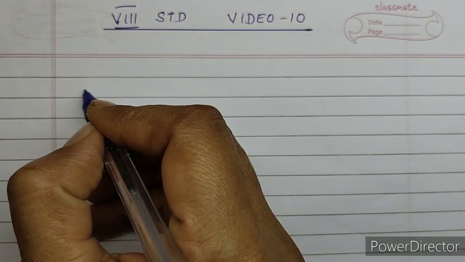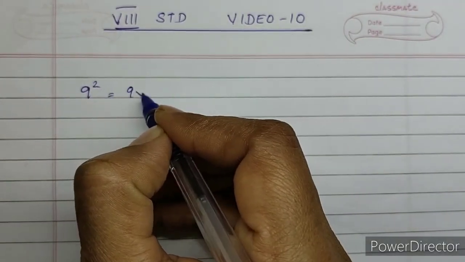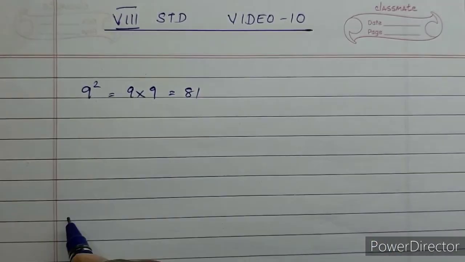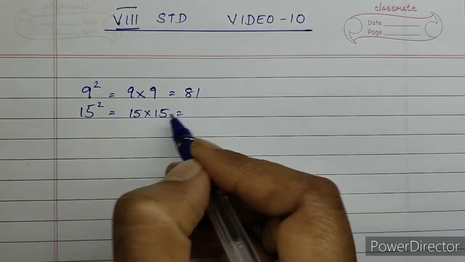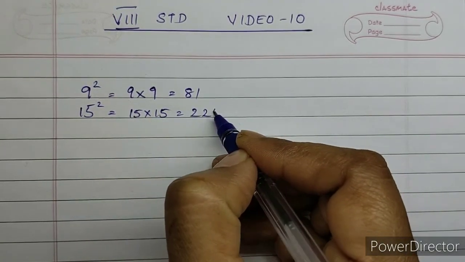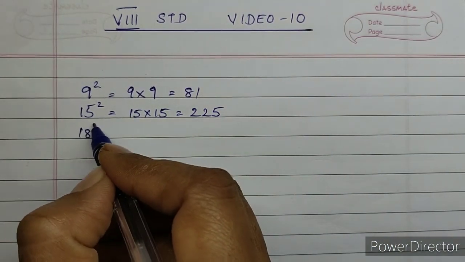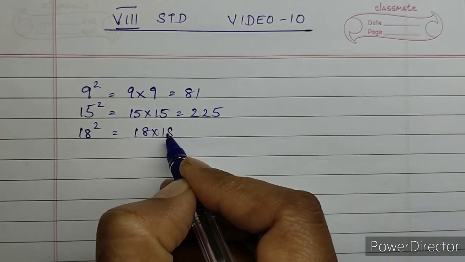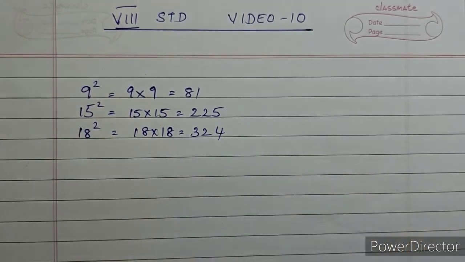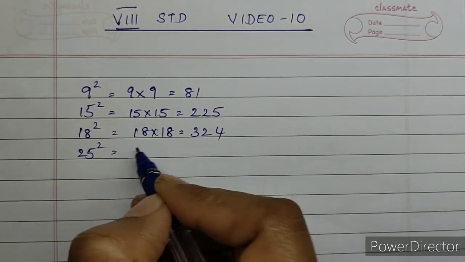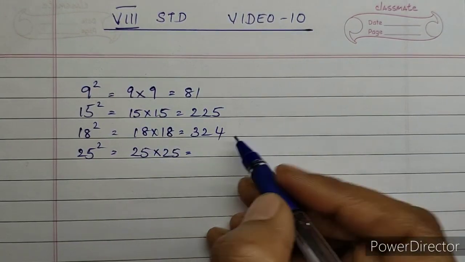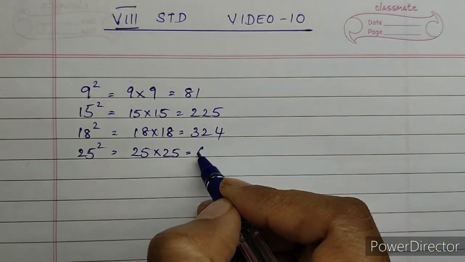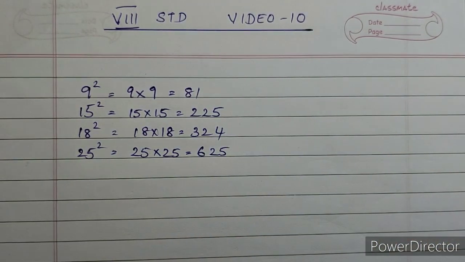For example, 9 square is equal to 9 into 9, that is 81. 15 square is 15, 2 times you have to multiply. You know the multiplication, so the answer is 225. 18 square, 18 into 18, is 324. 25 square, all squares, 2 times you have to multiply the same number, and do normal multiplication. So you will get the answer. This is the way you find the square of a number.